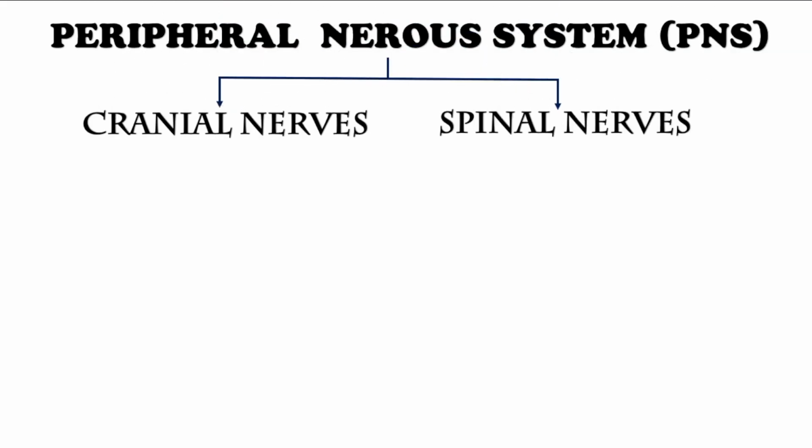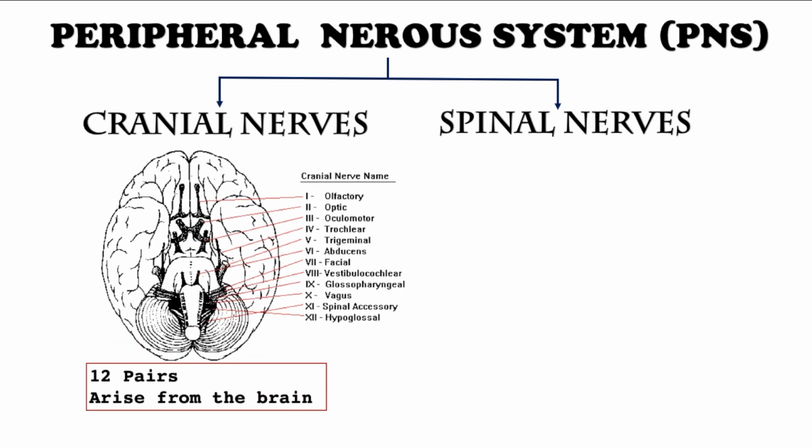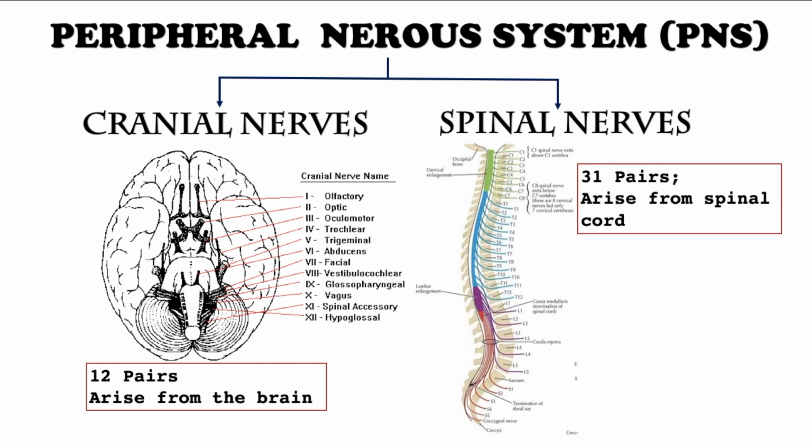Now, after talking about the central nervous system, let's talk about the peripheral nervous system. So the peripheral nervous system actually consists of nerves arising from brain or spinal cord. That's why they are called cranial nerves and the spinal nerves, respectively. So there are 12 pairs of nerves which arise from the brain, and there are 31 pairs of nerves arising from the spinal cord.